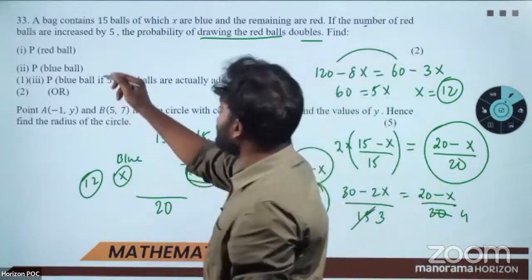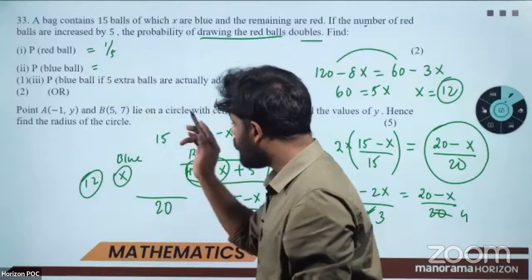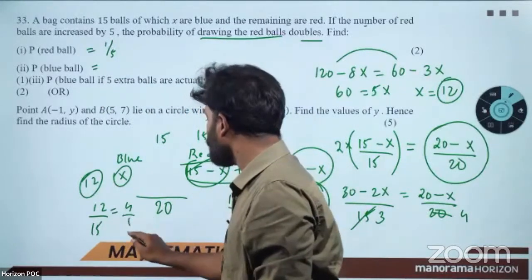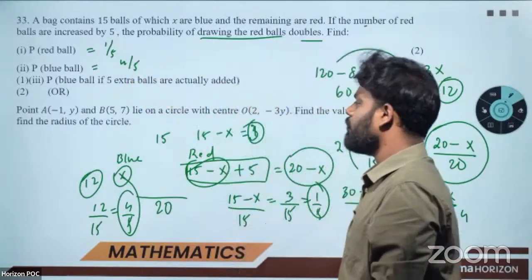So what is the probability of getting a red ball? 1 by 5. What is the probability of getting a blue ball? You have 12 blue balls. So 12 by 15, which is nothing but 4 by 5. So this is 4 by 5. So 1 by 5 and 4 by 5.